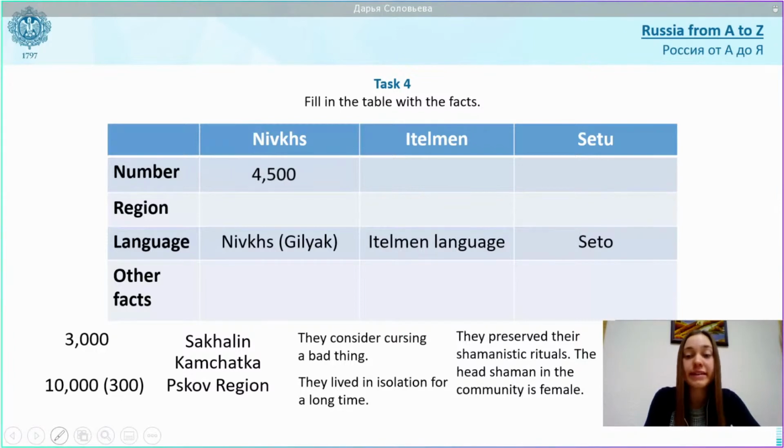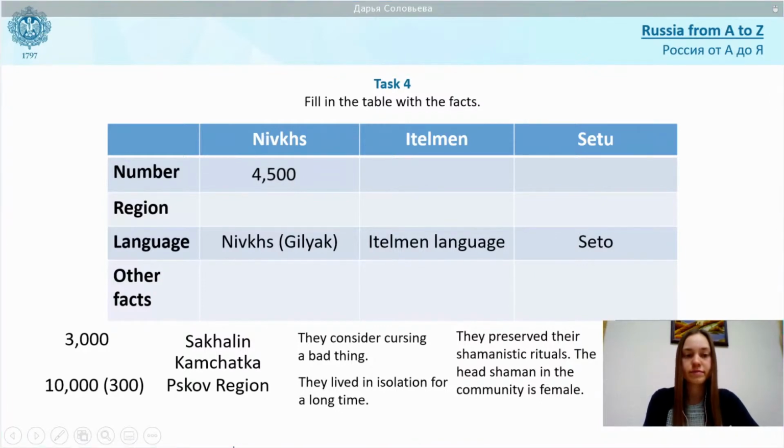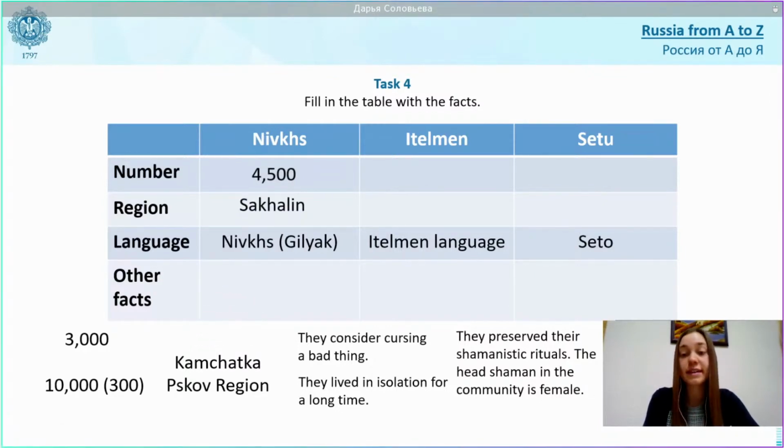Their region, where they live. Do you remember Sakhalin, Kamchatka, or Pskov region? That's Sakhalin, but they also live in Japan, by the way. It's not Russia, but it's Japan. And they speak the Nivkh language. They also call it Gilyak. And what was interesting about that? Read the facts and choose one for this gap.